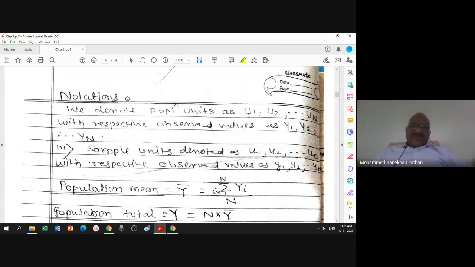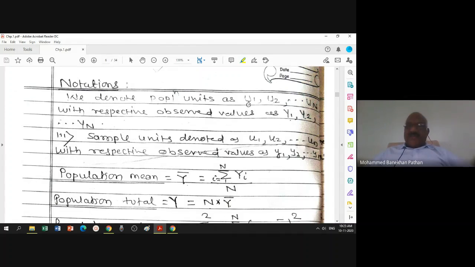Notations in sampling. We denote population units by capital U1, capital U2, up to capital UN: first unit, second unit, and so on, last unit. What do you mean by this notation? Suppose you are studying some socio-economic problem. You want to decide the average income of families living in Pune city.